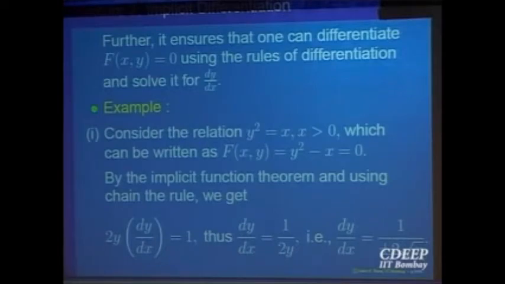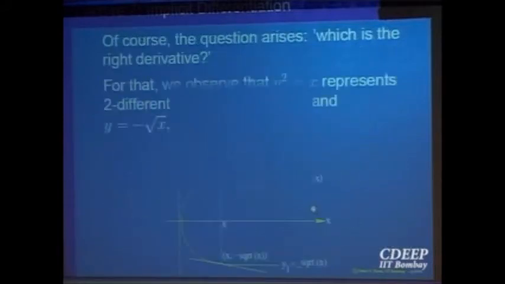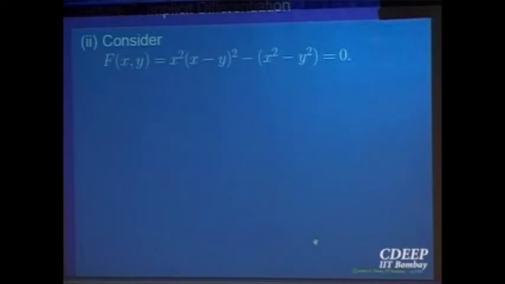So dy by dx is 1 over 2y, but if you represent y in terms of x, then the problem comes, it is plus minus square root of x. So what does that mean? The derivative is of which function? In this case it is not difficult to analyze. We know that if you want to represent y as a function of x, it consists of two functions, y equal to square root x and y equal to minus square root x. That is why in dy by dx you get two derivatives, one with respect to each. But in general it may be a problem to find dy by dx.